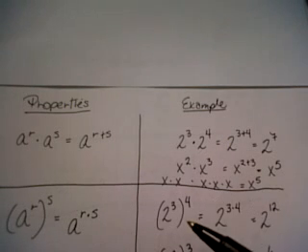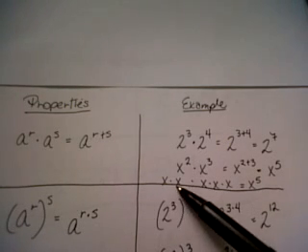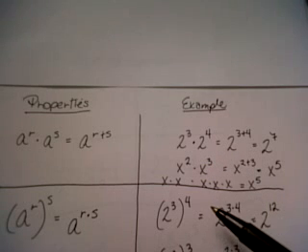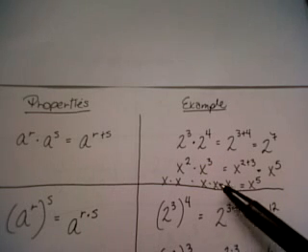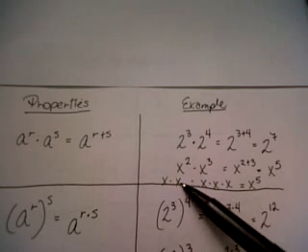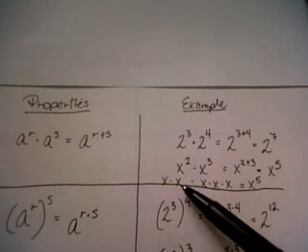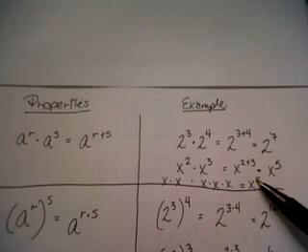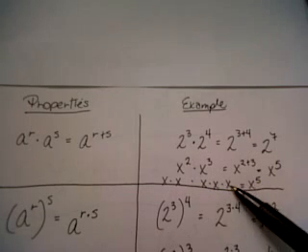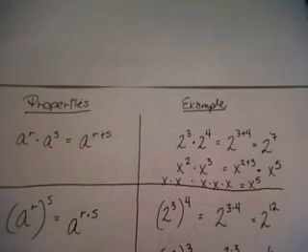Here's x squared. What does it mean to be x squared? It means x times x. Here is x cubed. What does it mean to be x cubed? That's x times x times x. So here I had x squared times x cubed. Well, what does that give me? 1, 2, 3, 4, 5. So that's x to the 5th. That is why that formula works.